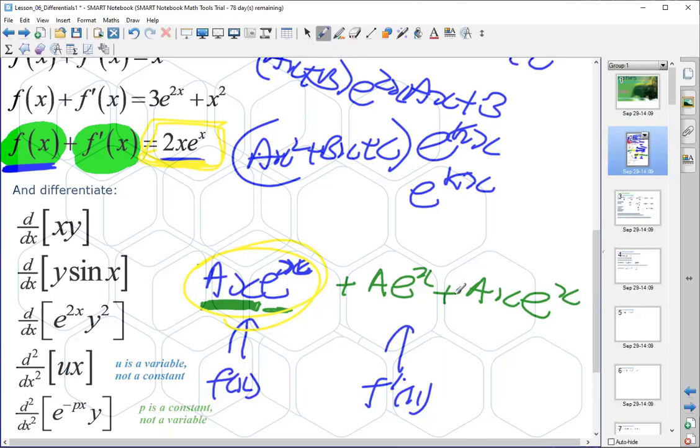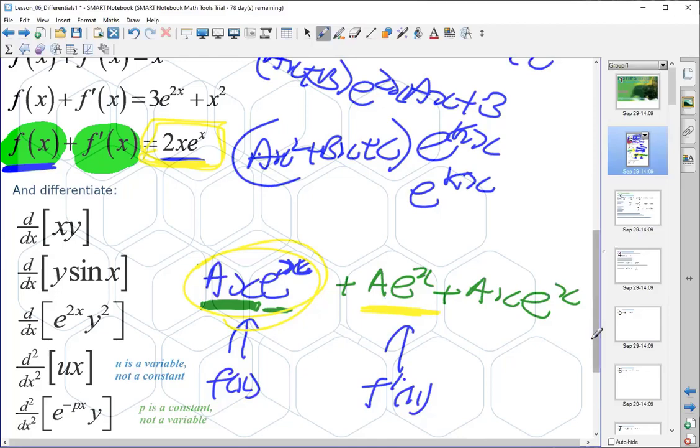Joe? The a e to the x isn't part of the answer. Yeah, we can't have that in there, and we don't want it in there. The only way to get rid of it would be to make a naught, but that would make everything naught, and it wouldn't work. So we would be completely flummoxed in that case.